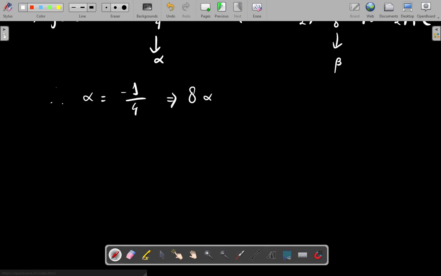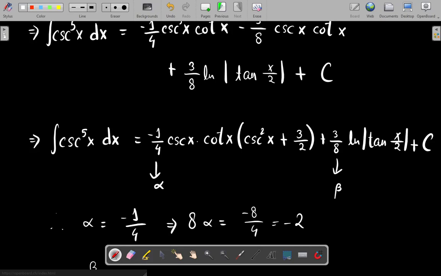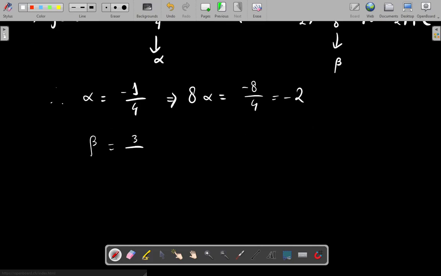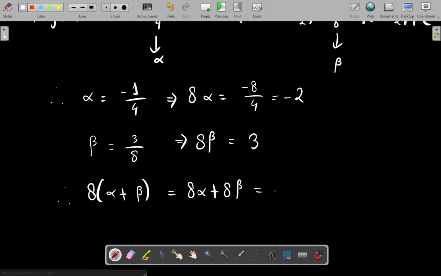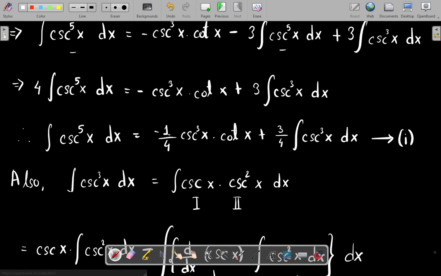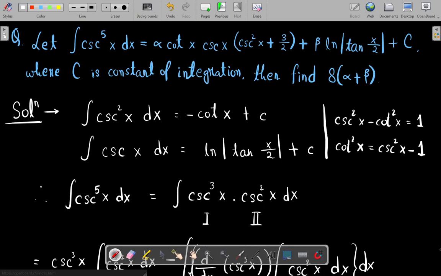So we have 8 alpha will be 8 times this value, so it is minus 8 by 4, which is minus 2, and beta is equal to 3 by 8, right? So we have 8 beta is just equal to 3. Okay, so therefore 8 times alpha plus beta is nothing but 8 alpha plus 8 beta, right? So this is nothing but minus 2 plus 3, which is 1. Okay, so this is the required final answer. Okay, this was basically the reduction of cosec to the power 5 x dx.